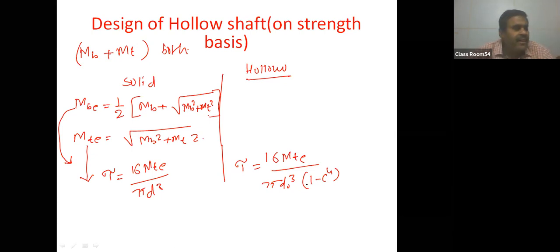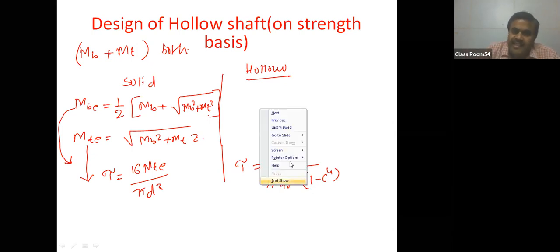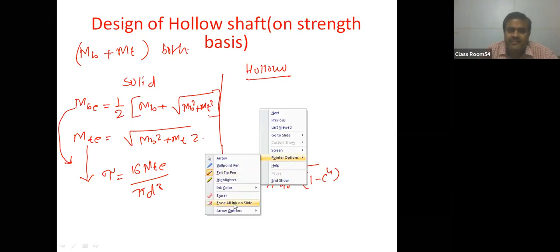Horizontal plate diagram, vertical plate diagram, combination, everything is similar. Correct? So this is the combination case that we have studied. Now come to the ASME case. Again, the ASME case is also similar, no change.